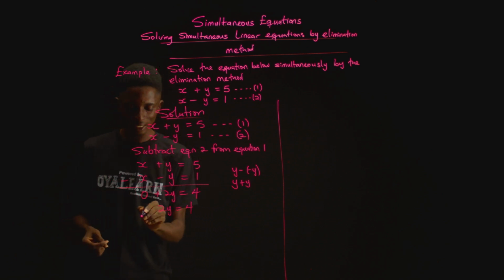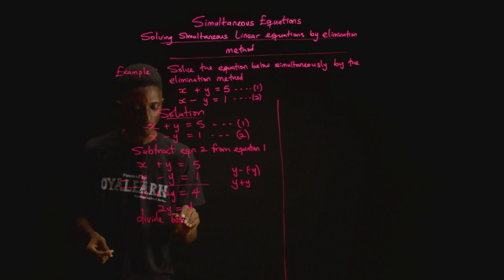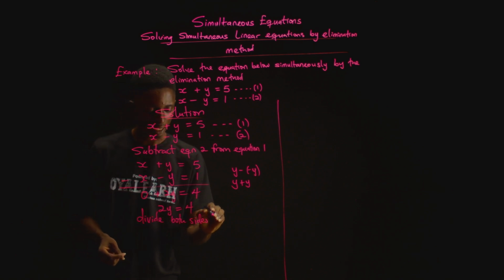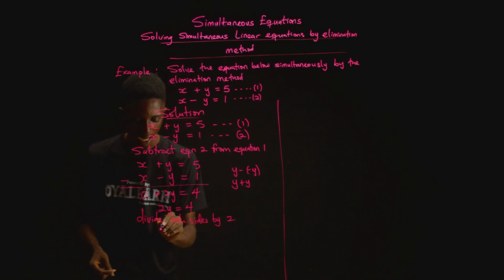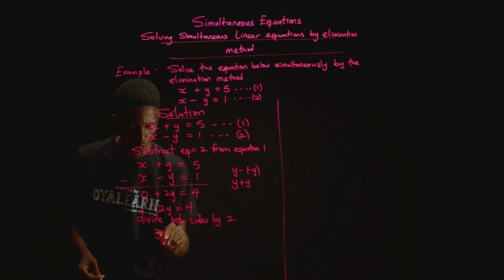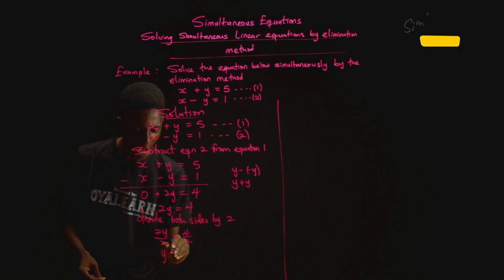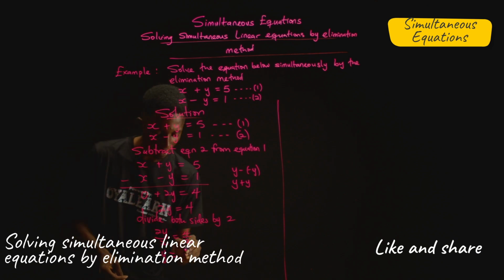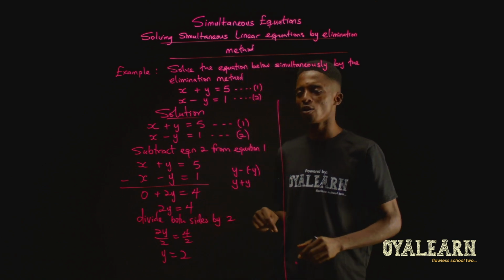And when we divide both sides by the coefficient of y, which is 2, I would have 2y over 2 equals 4 over 2. Therefore, my y equals 4 divided by 2, and that is 2. So now we have gotten the value of y.